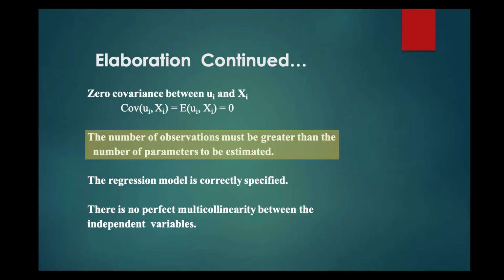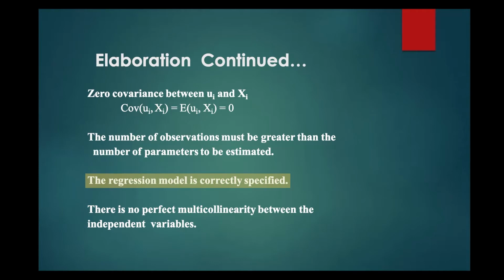Next, we move on to the number of observations, which must be greater than the number of parameters to be estimated. This calls for taking care of n, which should be greater than k. For example, small n refers to the number of observations and small k refers to the number of parameters to be estimated. So there should be n greater than k.